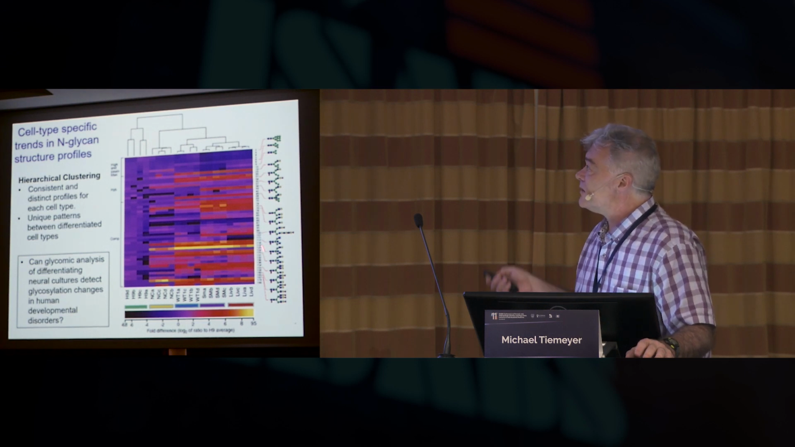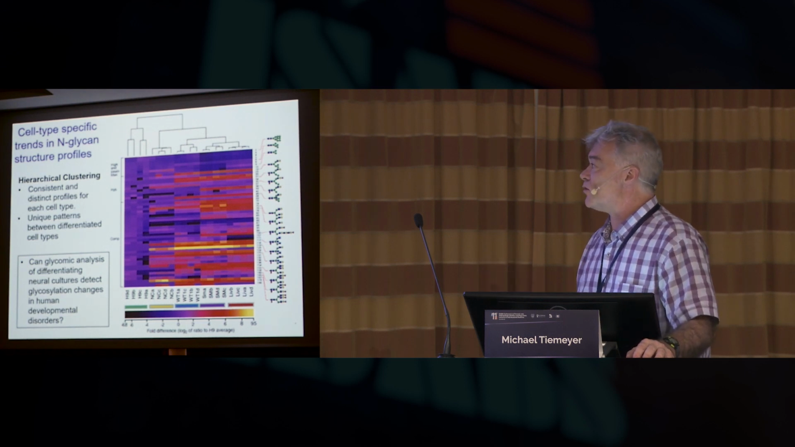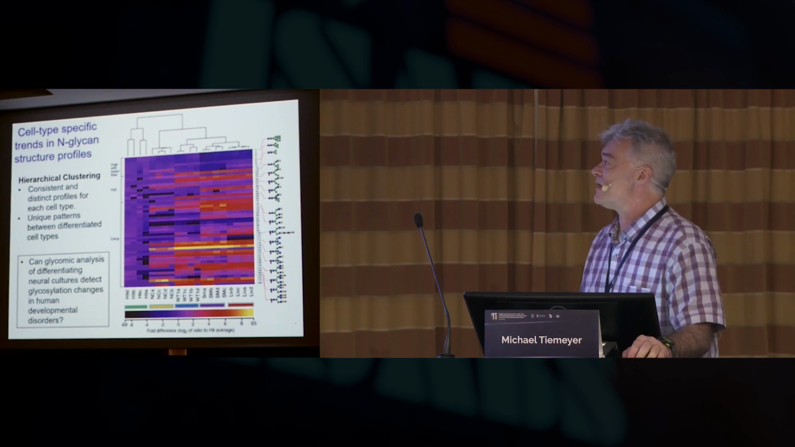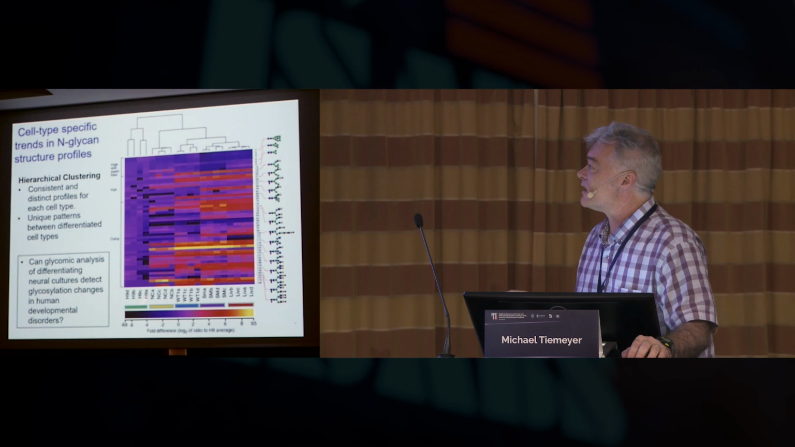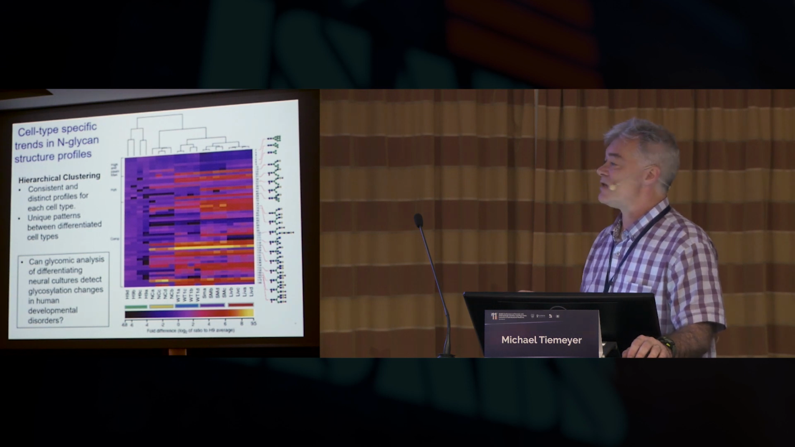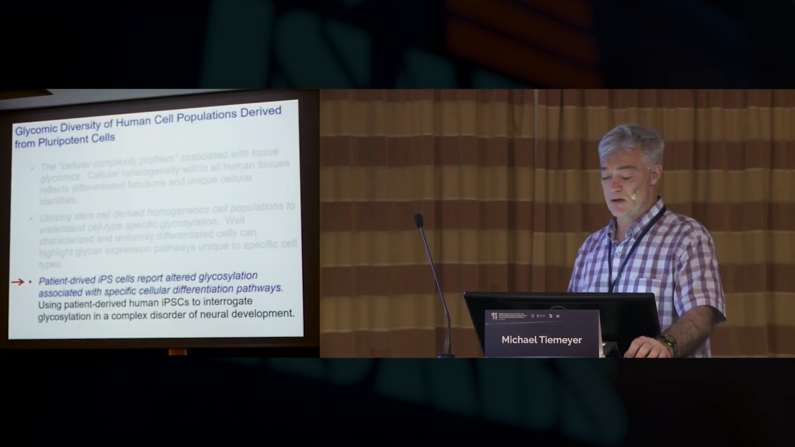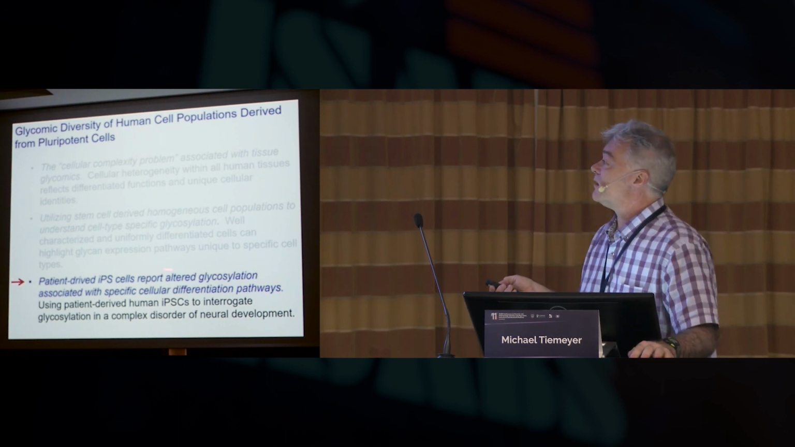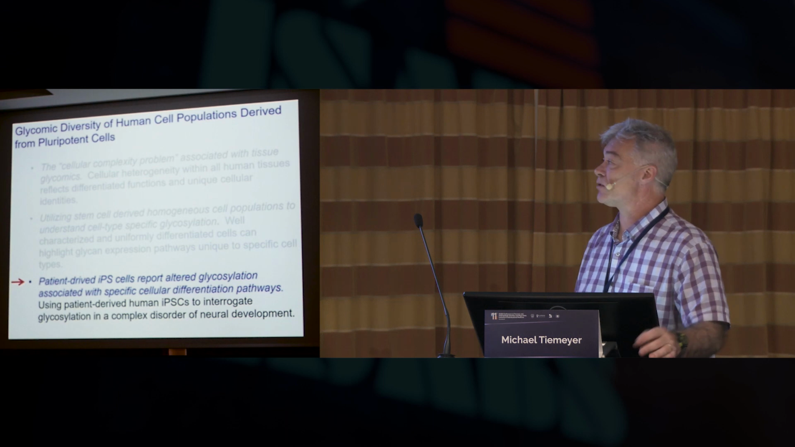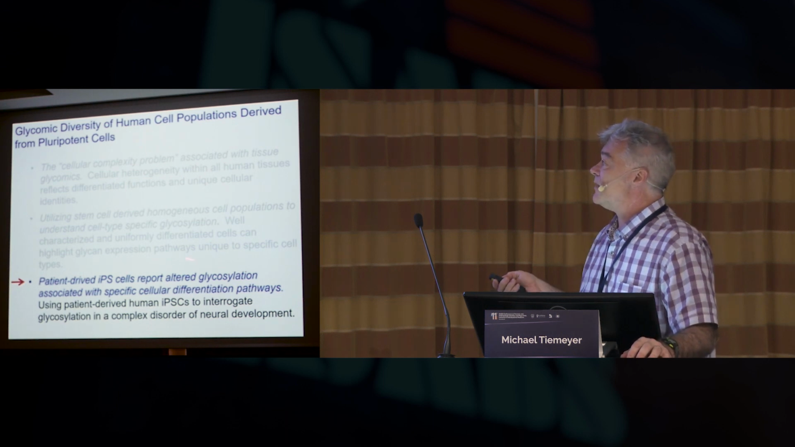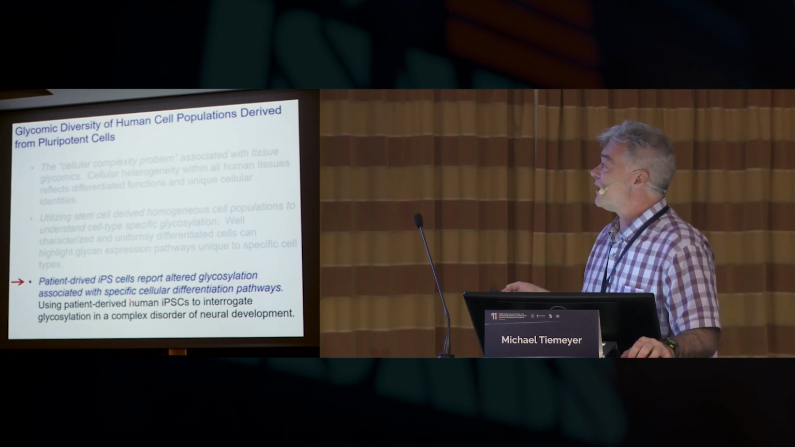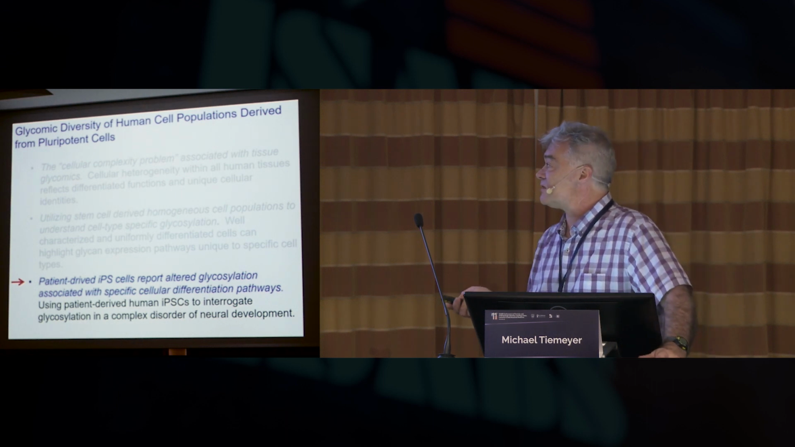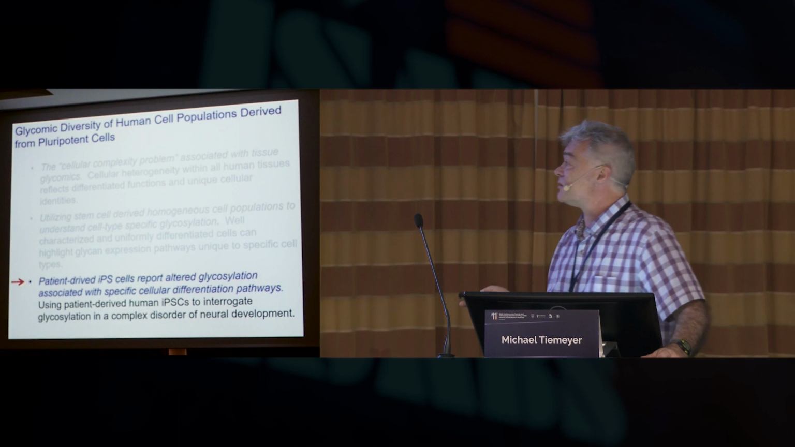So these are all quote-unquote normal cells derived from a normal human embryonic stem cell line. Can we expand this sort of analysis to understand changes that may be associated with specific developmental disorders? And so I'm going to talk about a patient-derived iPS, induced pluripotent cell line that we've been working on to understand how glycosylation changes in a relatively complex neural developmental disorder.